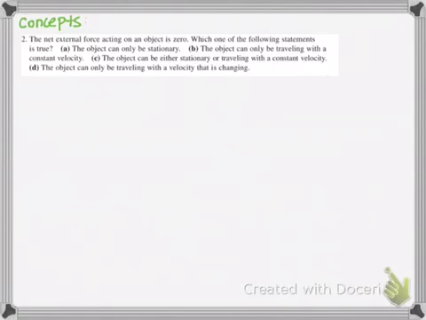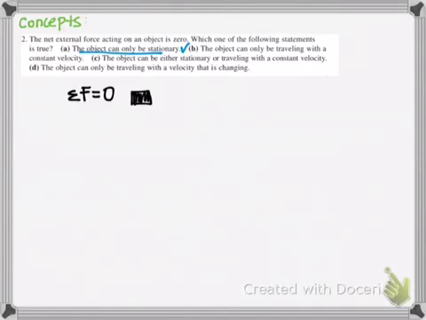Now, here are some concept questions. The net external force acting on an object is zero. Which one of the following statements is true? Now, A: the object can only be stationary, meaning it doesn't move. When an object doesn't move, the net forces can either cancel out or there may be no force acting on it at all. So that's a chance.